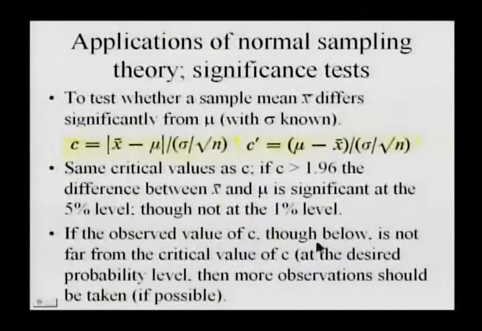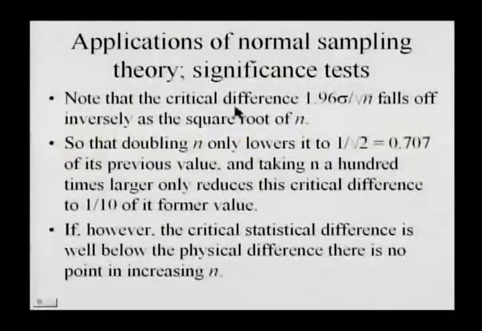So if the observed value C, though below, is not far from the critical value of C at the desired probability level, then more observations should be taken if possible. This discussion is also going to let us focus on n and the impact of increasing sample size on achieving a critical value. Note that the critical difference, 1.96 sigma over the square root of n, falls off inversely as the square root of n, so that doubling n only lowers it to 1 over the square root of 2, which is 0.707 of its previous value, and taking n 100 times larger only reduces this critical value to 1/10 of its former value.